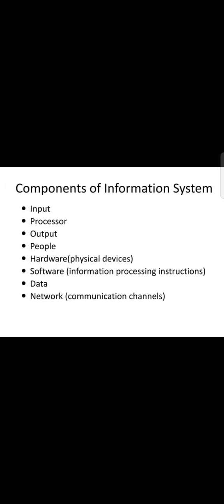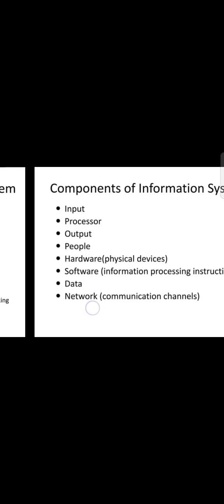And the components of IMS are input, processor, output, people, hardware, software, data, and network. These are the main components used in IMS. The input, processor, and output, and the people, the main users, should be there. The hardware is the physical devices used to create it, and the web server, like we see in an Apple store, which contains physical devices with a store. The software is the information processing instructions, and the software purely depends on this. And the data and the network are the communication channels, which network we are using for communicating. This comes under components of an information system.